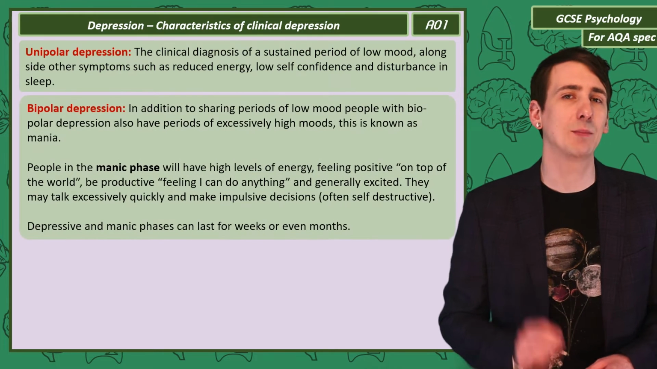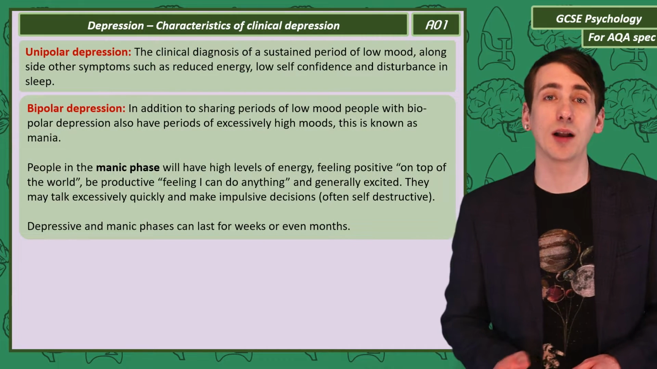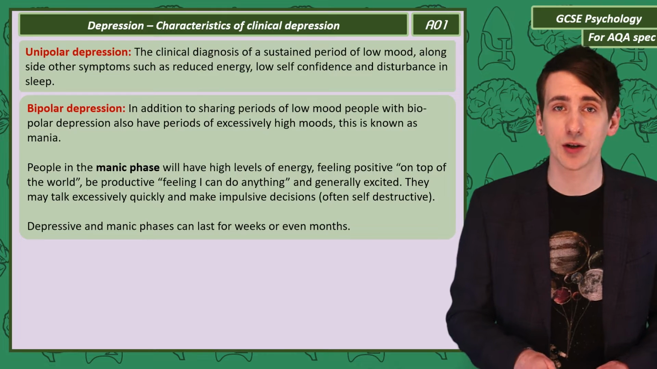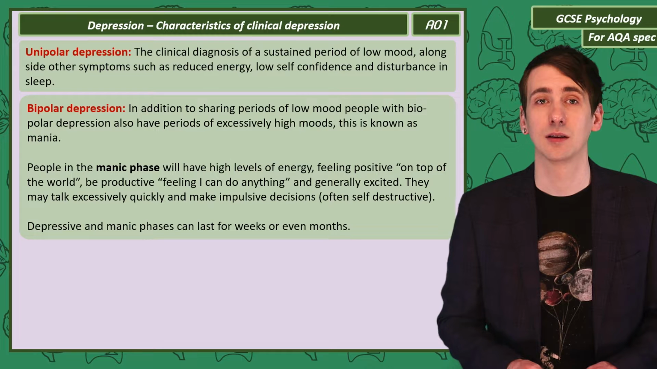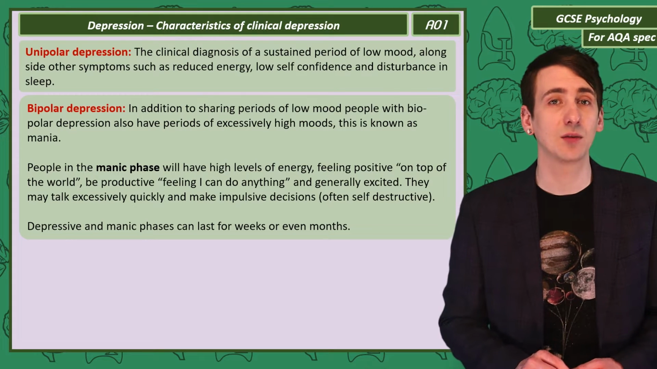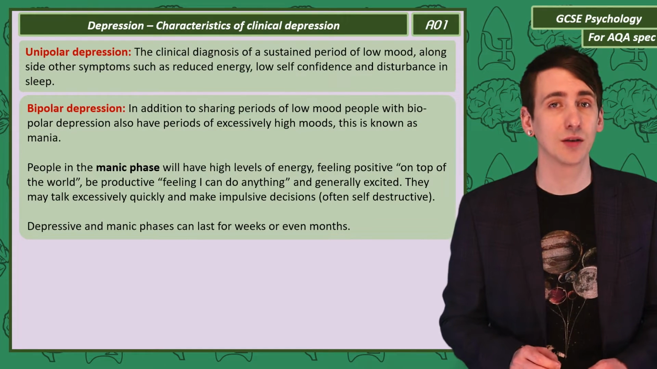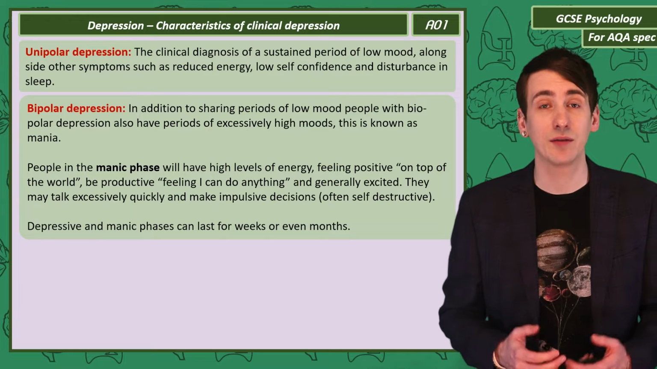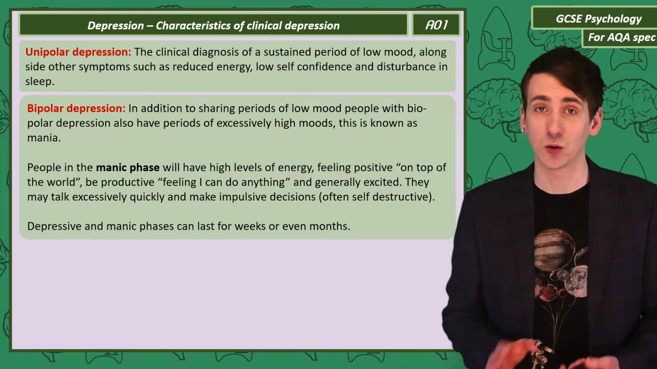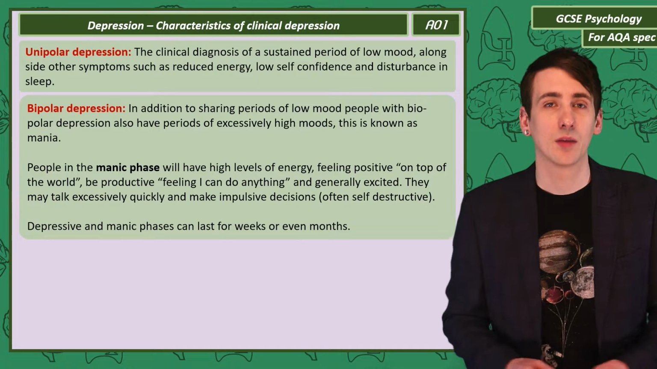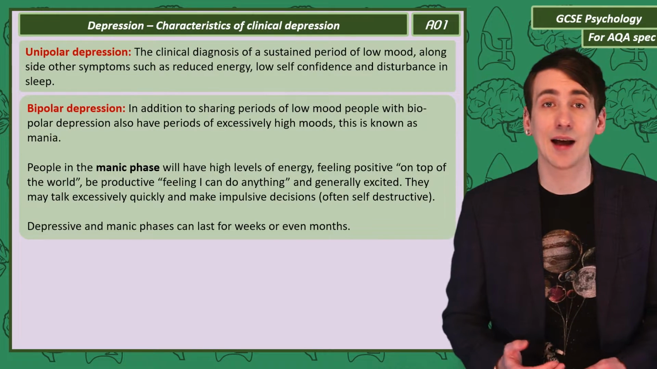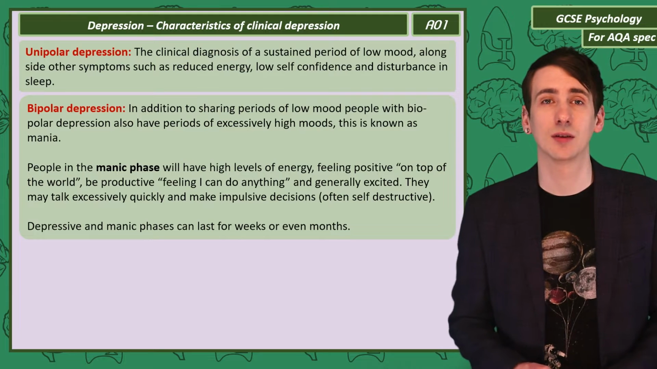There's also bipolar depression. So, as well as having the symptoms of unipolar depression, there are periods of excessively high mood known as mania. People in this manic phase will have high energy, feel very positive and productive, and generally feel excited. They'll talk quickly and make impulsive decisions that they might not have thought through. The depressive and manic phases can last for a few weeks or even months.